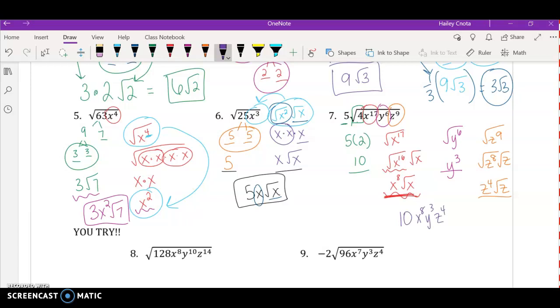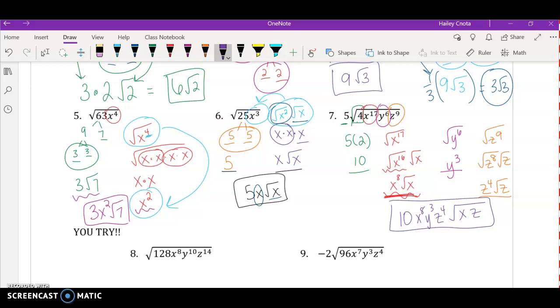Now, if you don't go in alphabetical order, that's not technically incorrect. It's just the most mathematically correct. We try to do in alphabetical order. We talk about that a lot. Then we look at our square roots. We have a square root of X. We have no Y's underneath the square root, but we do have a square root of Z. And this would be our final answer.